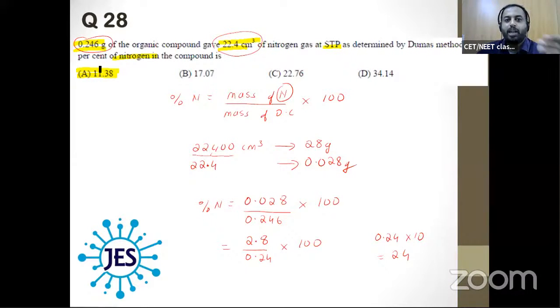See, 2.8 by 0.24. This is not multiplied by 100 again. 0.24 into 10 is 2.4. So 0.24 into 11 would be slightly closer to 2.8. That's how you figure it out. That is question number 28.